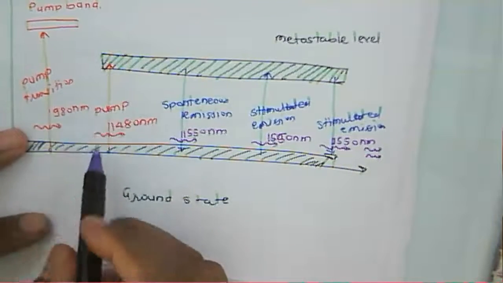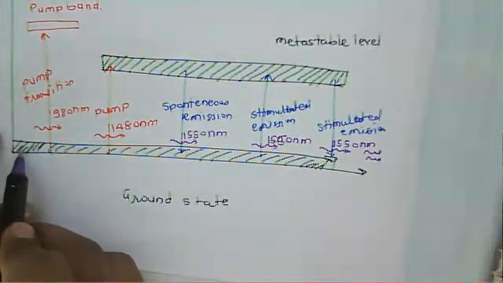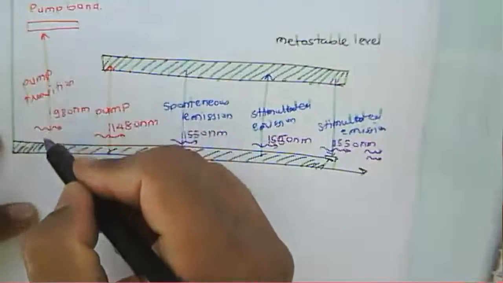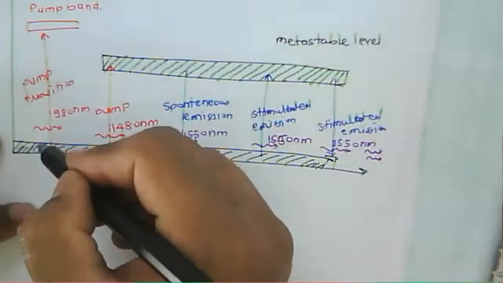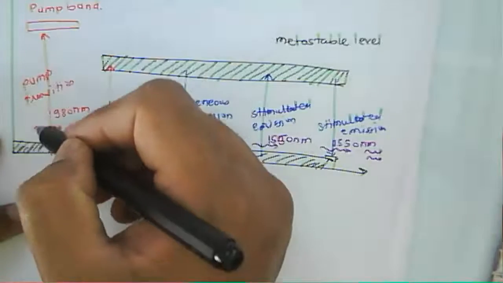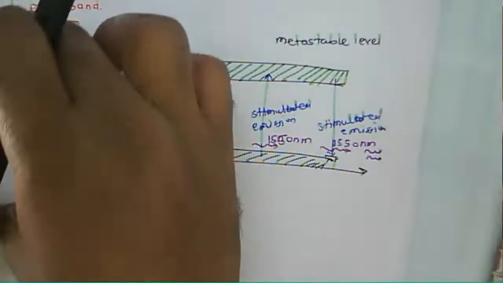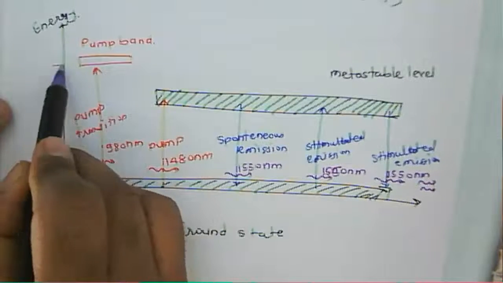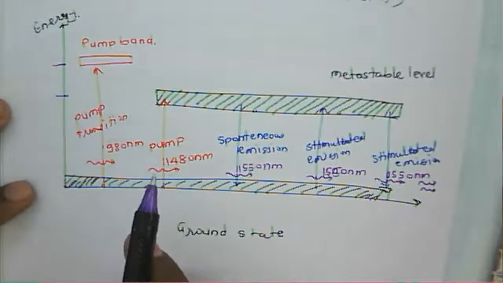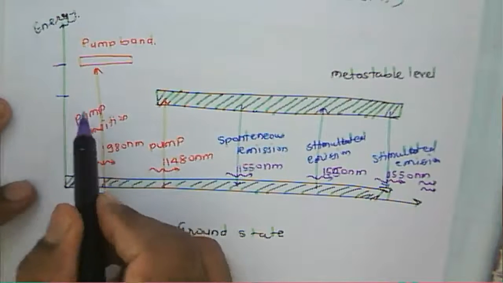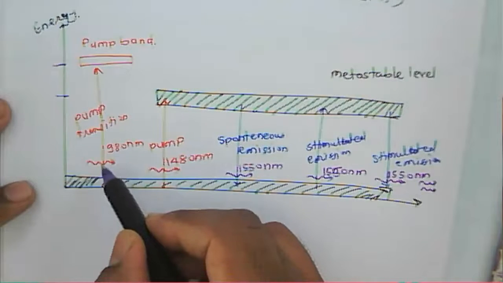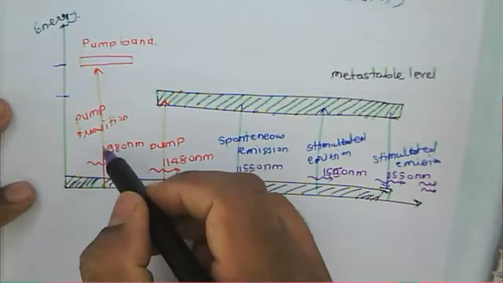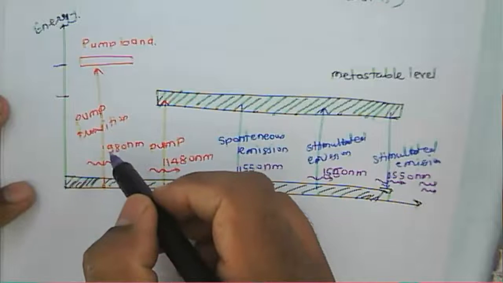there are, if you see here, a ground state, and we have a pump band. Now, this pump band and ground state, there is a comparison of this energy state level at some particular energy level. Here we have the metastable energy level, and the operating wavelength for this pump band is about 980 nanometer.